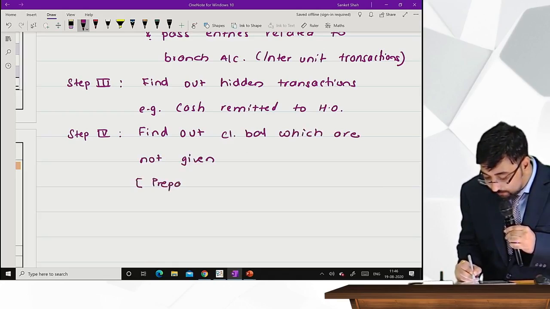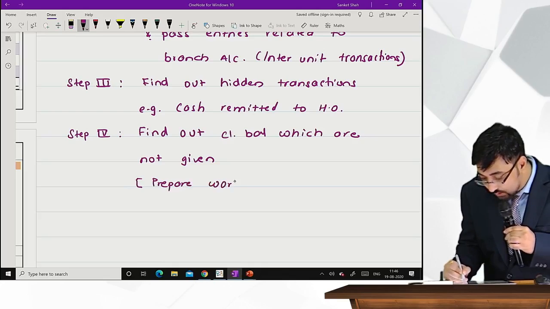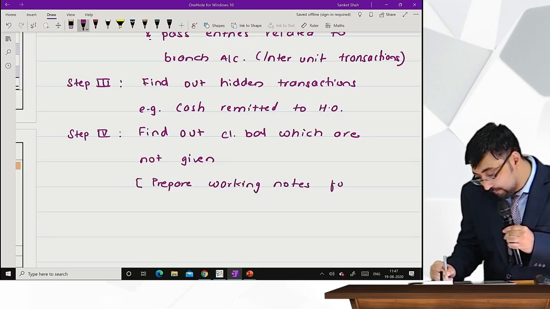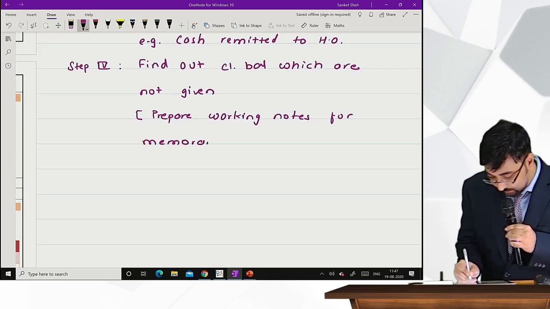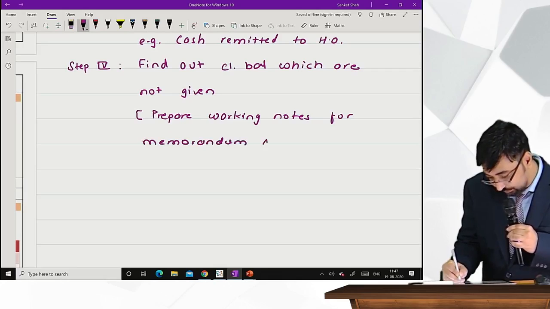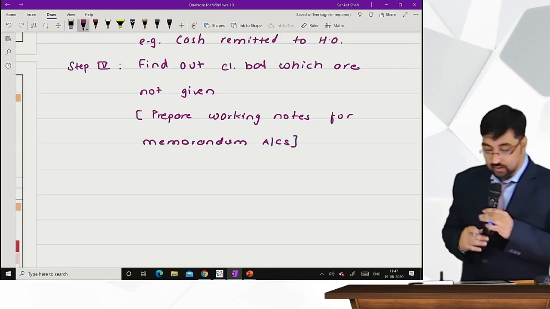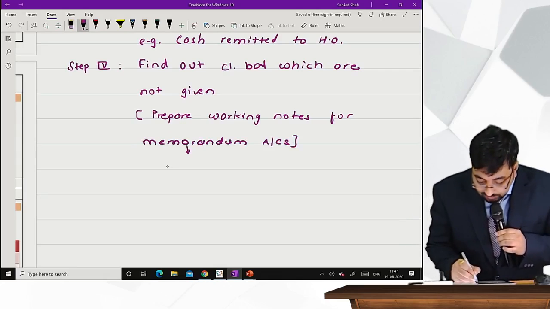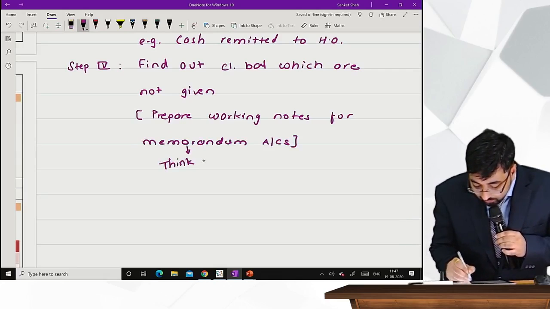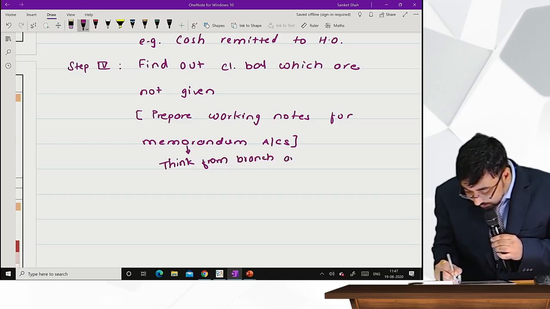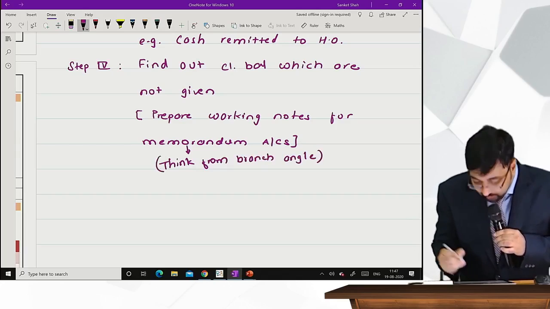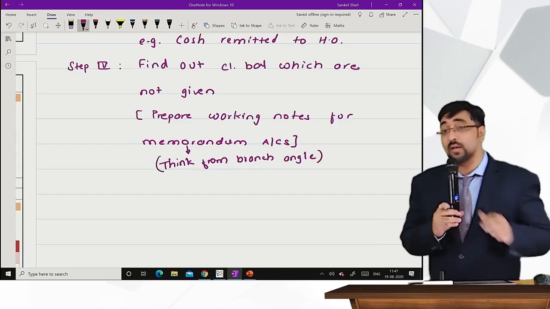Prepare working notes for memorandum accounts. And for these memorandum accounts, think from the branch angle. Think from the branch angle.